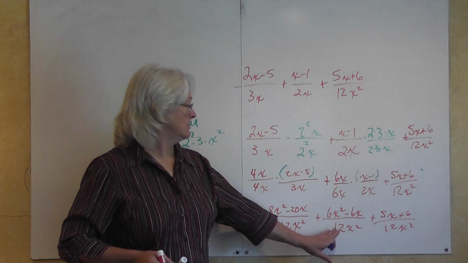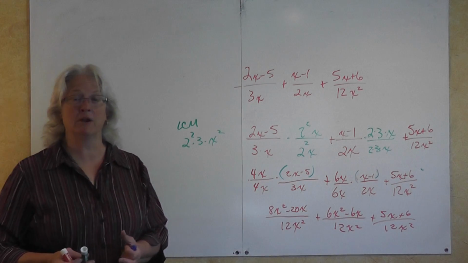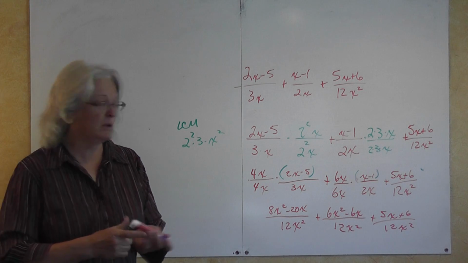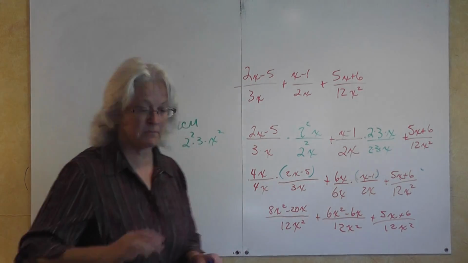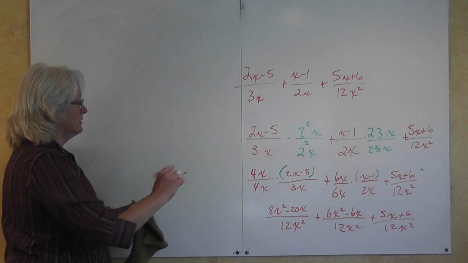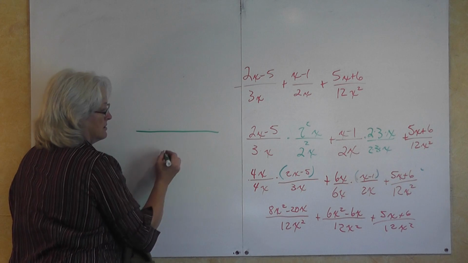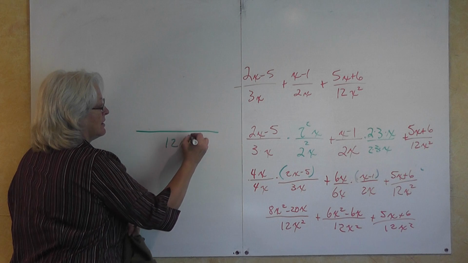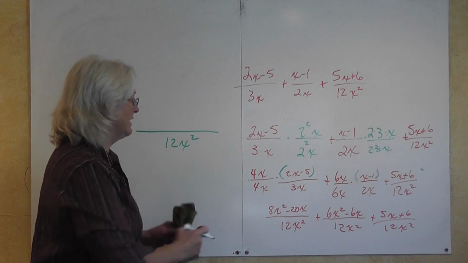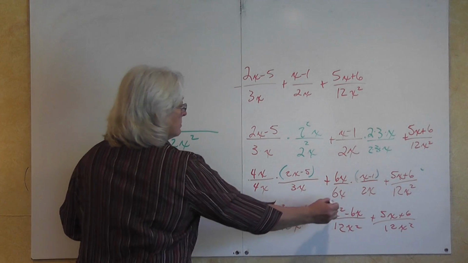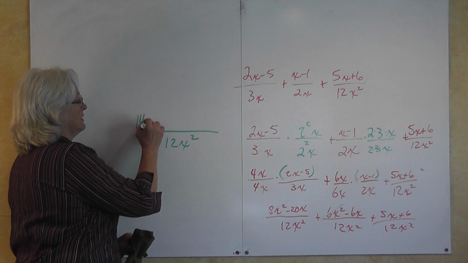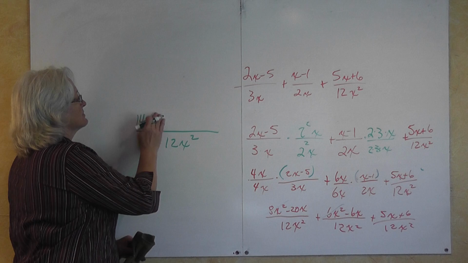But now we have ended up with a common denominator. When you have the same denominator, how do you come up with your solution? You add the numerators. So for our answer here, we're going to have a denominator of 12x squared. We're going to add our common terms. We have 8x squared plus 6x squared gives us 14x squared.